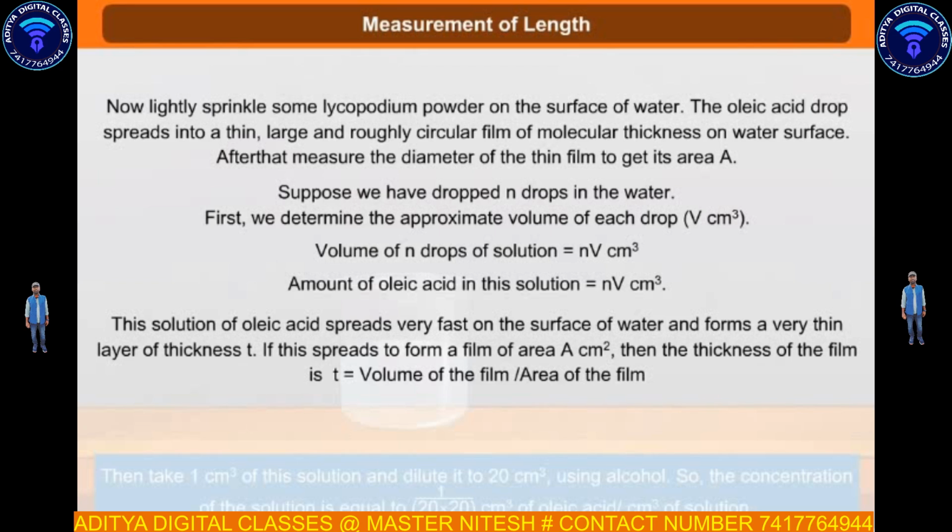If this spreads to form a film of area A centimeters square, then the thickness of the film is T, equal to the volume of the film upon the area of the film. That is, T is equal to NV over A centimeters.